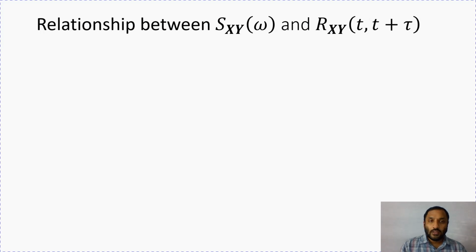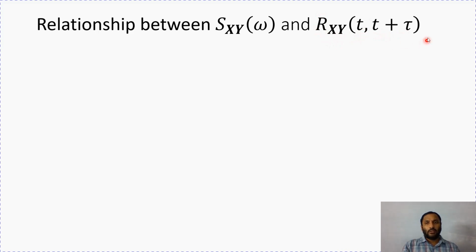Now we know the cross power density spectrum is a function of omega, and it is denoted by capital S of omega. Similarly, the cross correlation function is denoted by Rxy of one random variable from the capital X at time point t, and another random variable from capital Y at time point t plus tau.